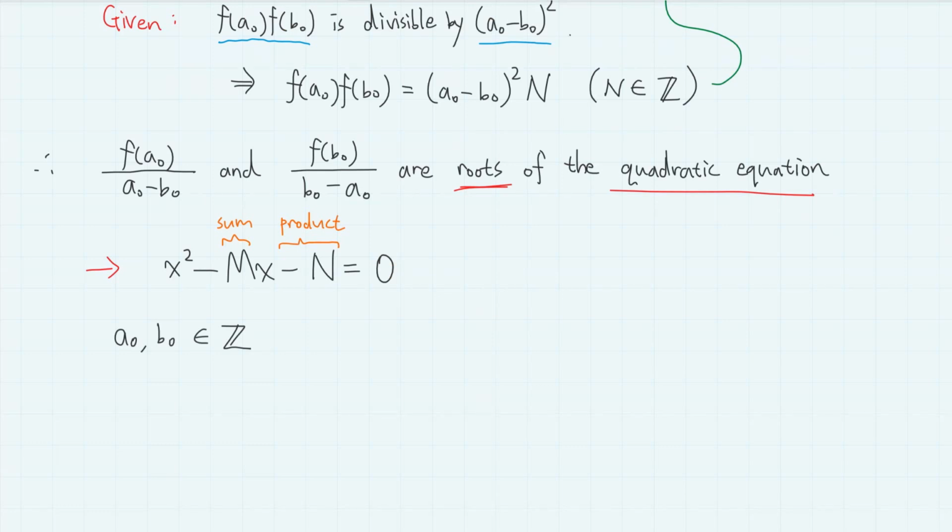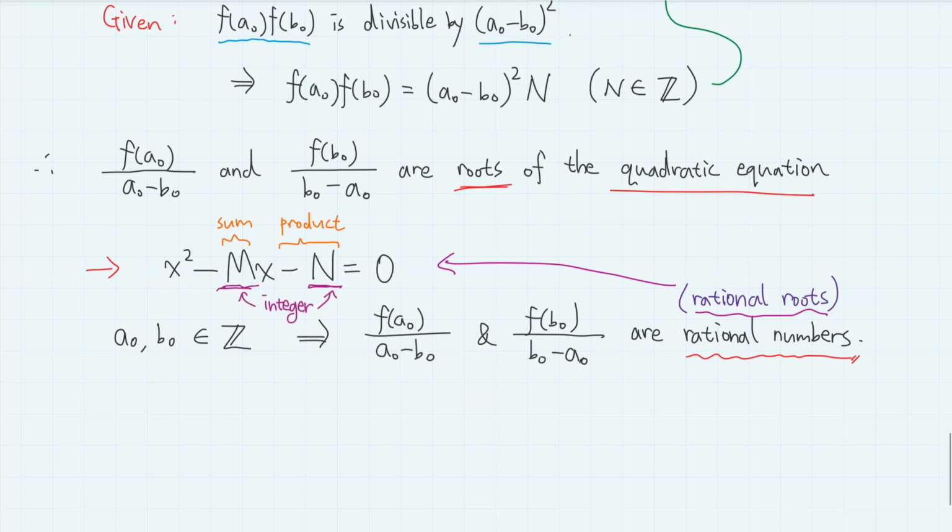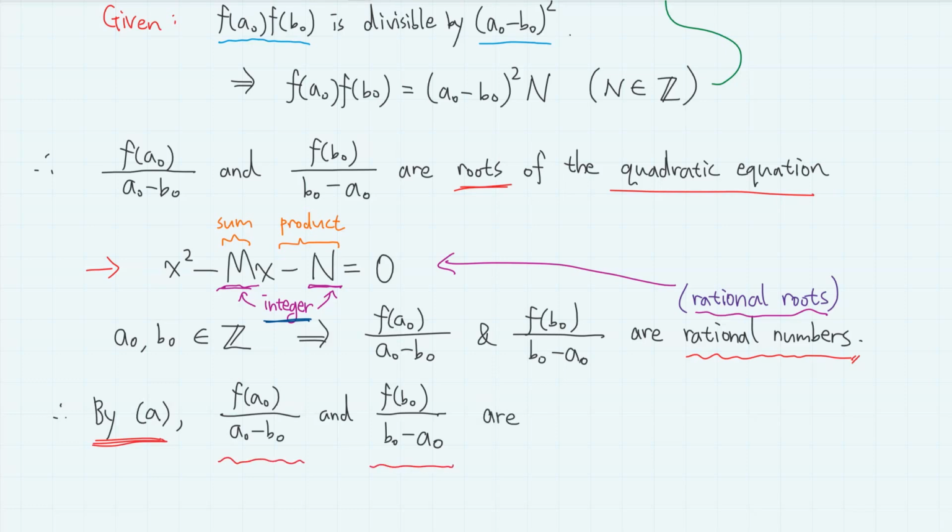Moreover, since a0 and b0 are both integers, f(a0) over a0 minus b0 and f(b0) over b0 minus a0 are rational numbers. Or should I say, they are rational roots of this quadratic equation x squared minus Mx minus N equals 0. And this quadratic equation has integer coefficients minus M and minus N. And this reminds us of something, right? Therefore, by the conclusion of problem A, these two roots are also integers. And that concludes the final proof.